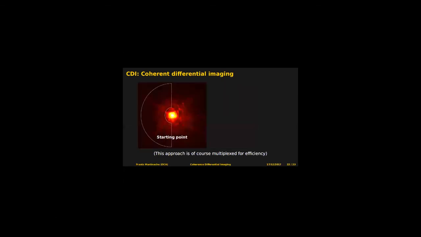And this is something that is beginning to operate on sky, where you can get from something like this to something like that. So before post-processing, you were able to reduce the contrast in your image by an order of magnitude. And of course, while I describe the thing one speckle at a time, you can multiplex things and do it for the whole field simultaneously.